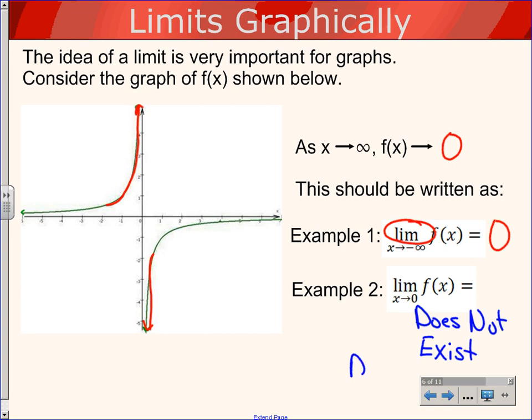By the way, sometimes your short form for that will just be DNE. You'll see that occasionally. So that limit doesn't exist, and it doesn't exist because it's going to two different spots. It's going to positive infinity and negative infinity.